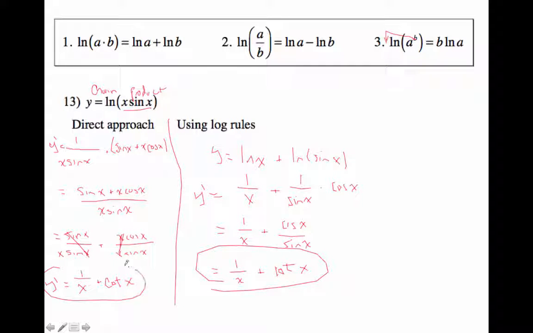I don't know about you, but the log rule is probably easier. But again, there's more than one way to do these things in this course. If you forget the log rule, or if you don't notice that in the heat of the moment, you can use that direct chain rule approach and still, with some simplification, get the same answer.